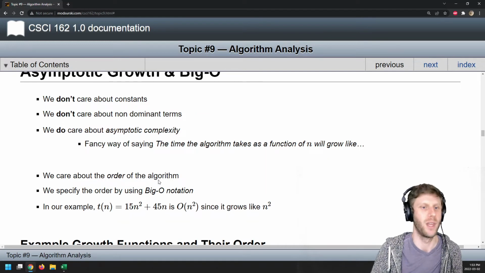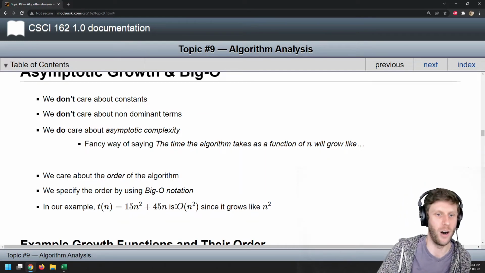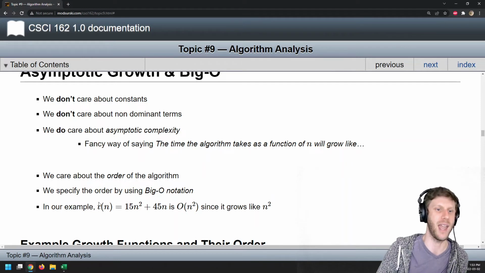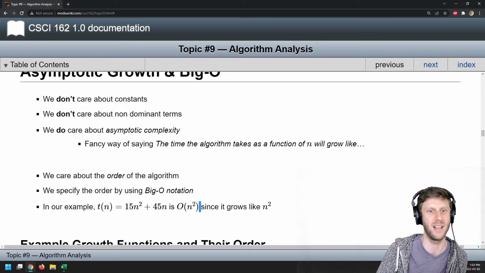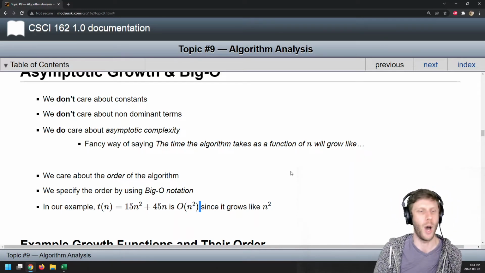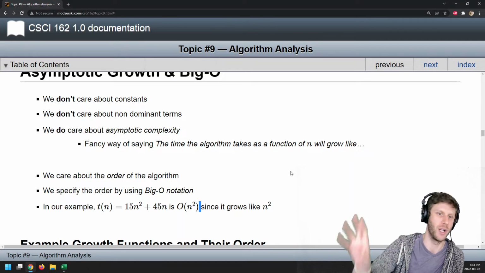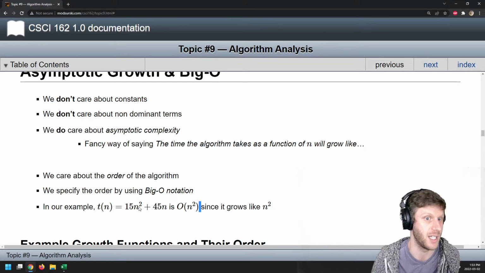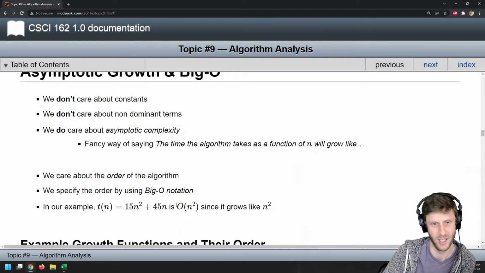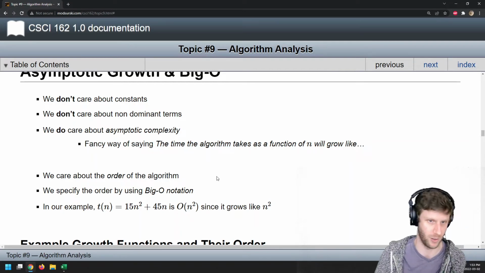But what we want to do is take any T of n we get and boil it down into something simple. This T of n that equals 15n squared plus 45n, I would say that function grows like n squared. So I would summarize that whole chunk of code as just n squared. So we say this has the big O of n squared. We care about the order of the algorithm.